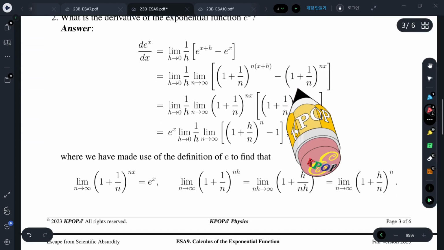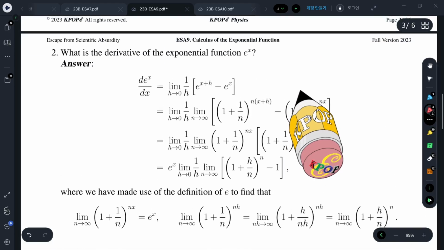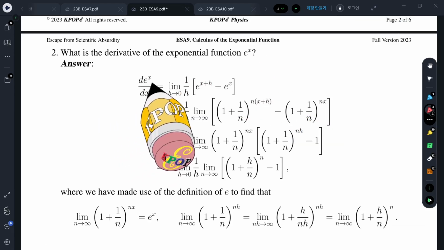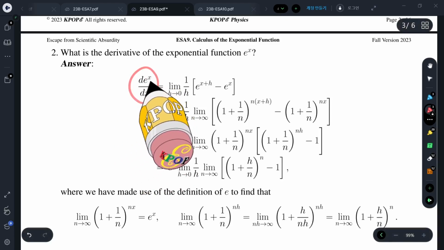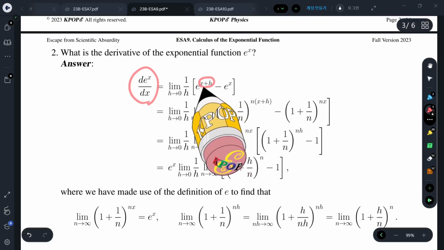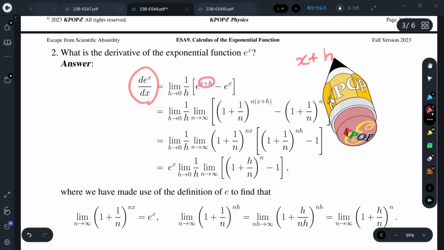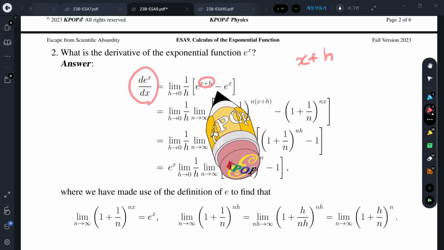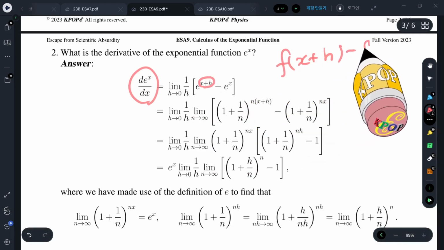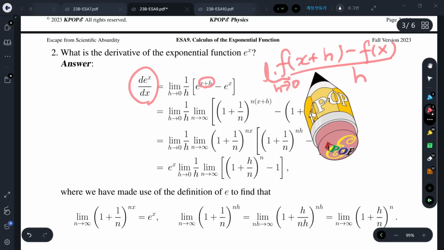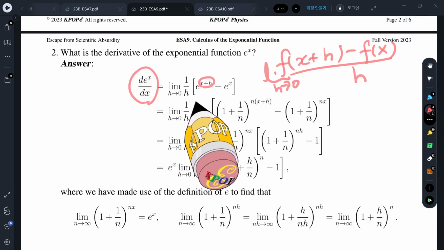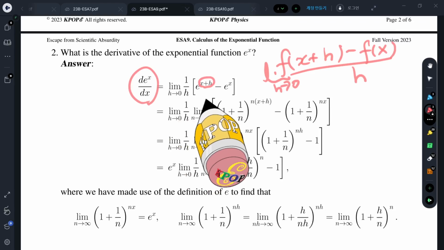What is the derivative of the exponential function? We frequently use the exponential function in physics problems, as well as the sinusoidal function. So we make use of the definition of the derivative. For the exponential function, we add a tiny piece h to the argument and subtract f of x, divided by h, and take the limit as h goes to 0. This is the derivative, so by definition it's written in this form.